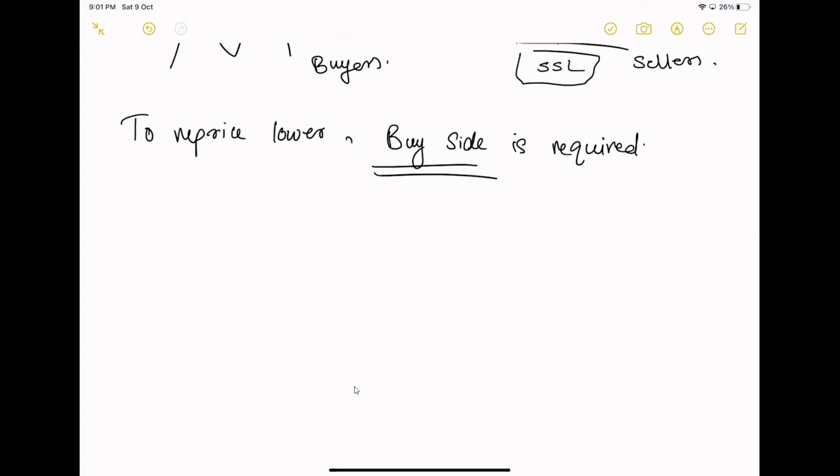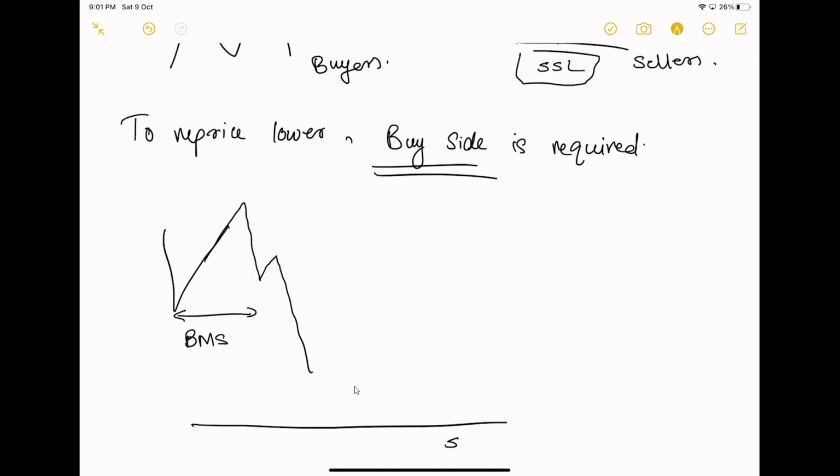All right. Therefore, if you look at it from a line graph perspective, you have a big range like this. You have a high here. You have price going down, and let's just say that it broke market structure here. So now, let's say price has to reprice over here to sell side liquidity, in order to go down.